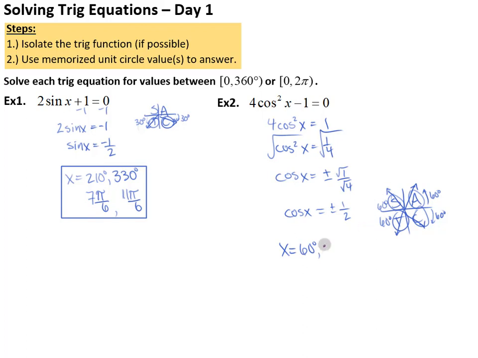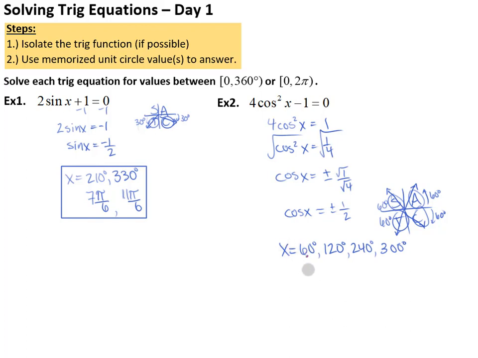180 minus 60 would be 120. So there's our second quadrant. 180 plus 60 would be 240 in our third quadrant. And 360 minus 60 is 300 in the fourth quadrant. So there's our 4 answers in degrees.